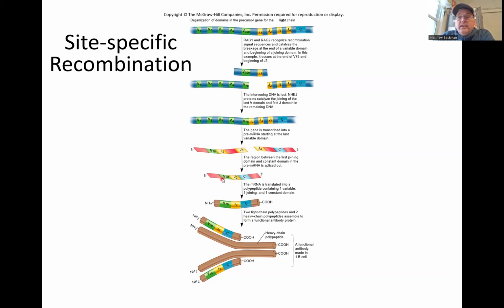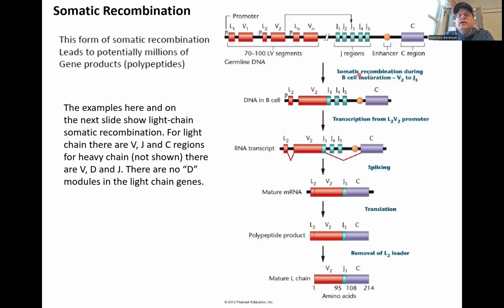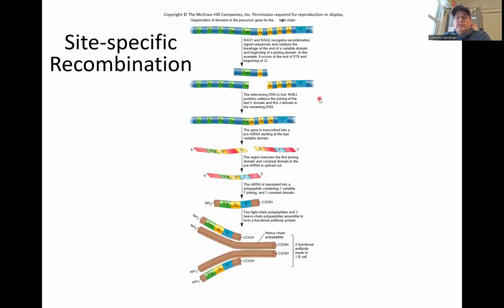It happens in non-germline cells, right? So it's happening in the B cells. We can see that back here. It says somatic recombination during B cell maturation. This is just what the original sperm or egg sequence would look like, but it gets recombined in the formation of these B cells. That is the end of these topics.